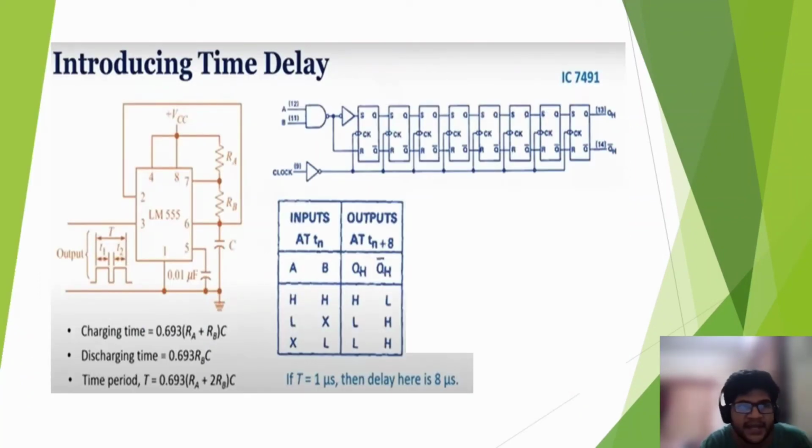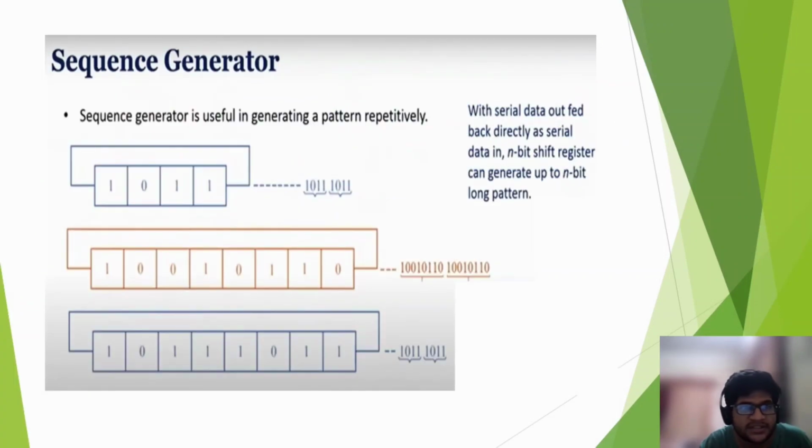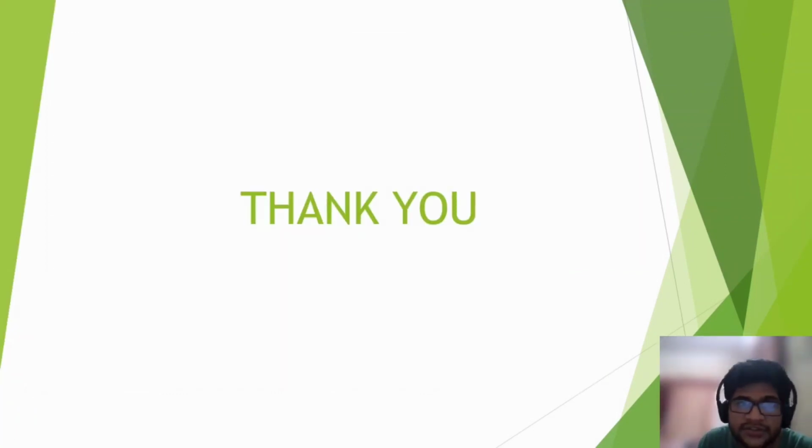Introducing time delay and sequence generation are examples of applications for serial in, serial out data registers. So this was all about the parallel in, parallel out shift register. I hope you understood the concept well. Thank you.